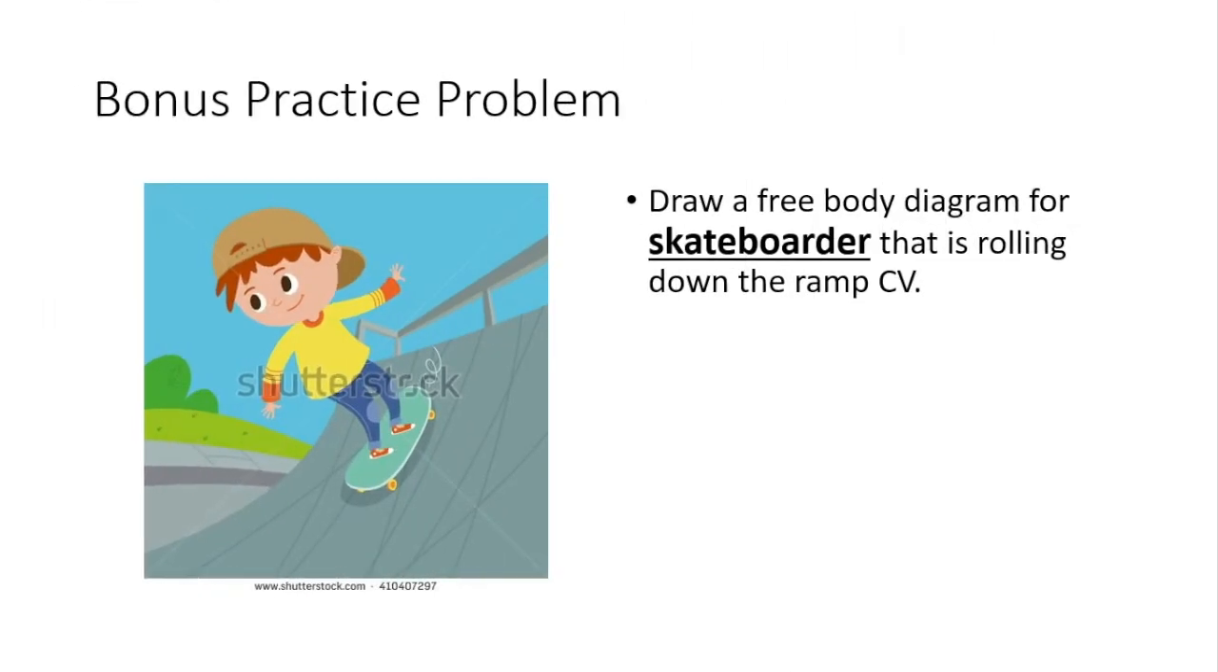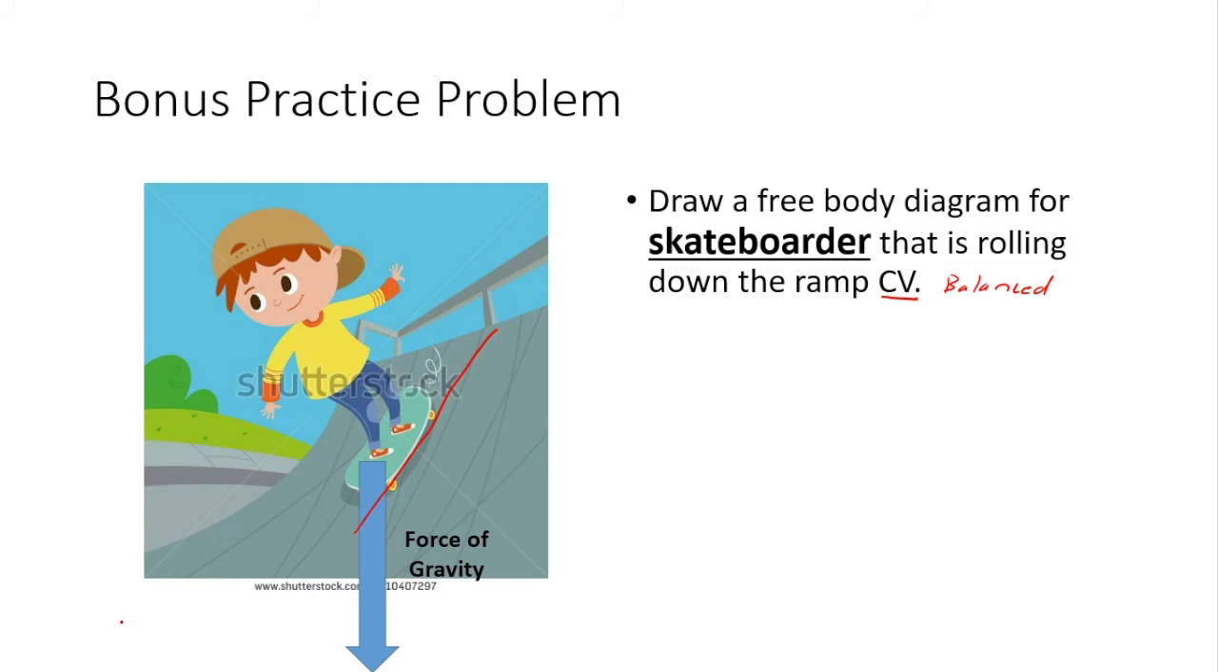All right, here's a bonus practice problem. Draw a free body diagram for the skateboarder that is rolling down the ramp at a constant velocity. So again, constant velocity is telling us that we are balanced. So we know that all of our forces on this object are balanced. We can see that this ramp is on an angle here, but even though it's on an angle, we still will have gravity pointed straight down. Gravity will never point at an angle.